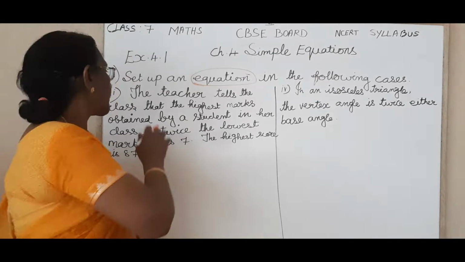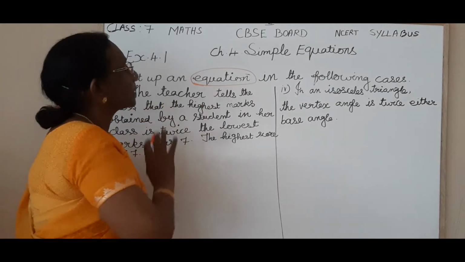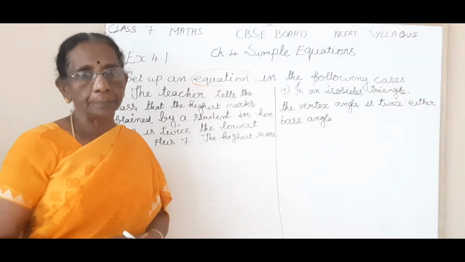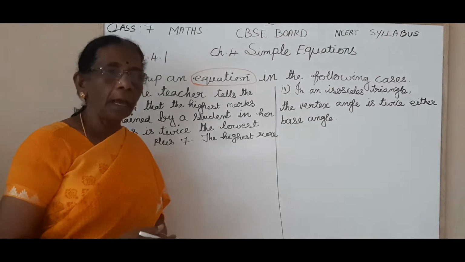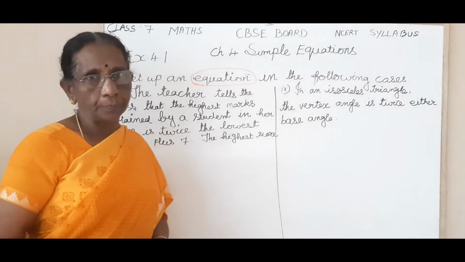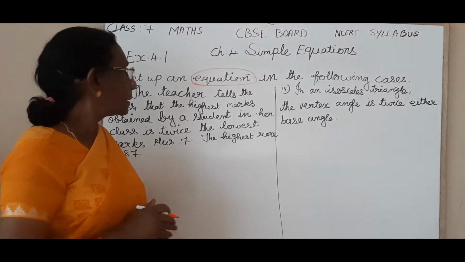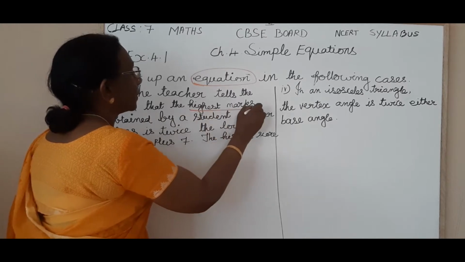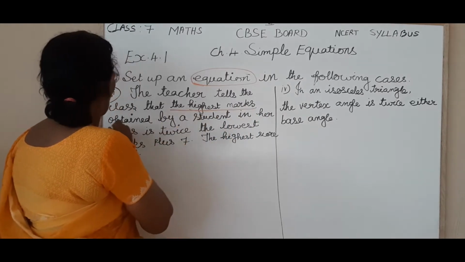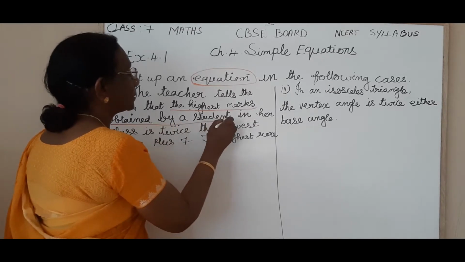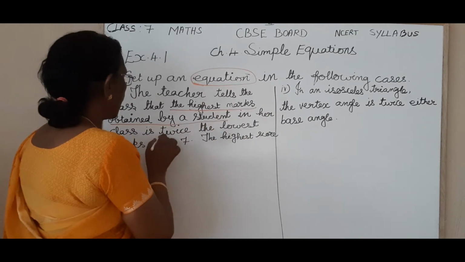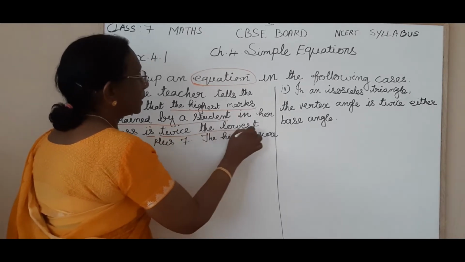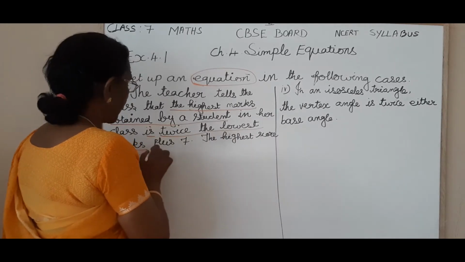In this situation, the teacher discusses the marks got by her children in the class. She is discussing the highest score and the lowest score. And what does she say? She tells that the highest marks obtained by a student in her class equals twice the lowest marks plus 7.